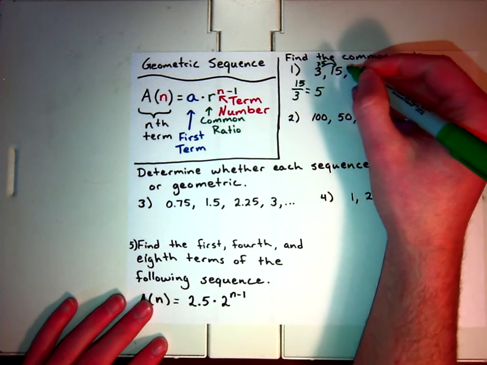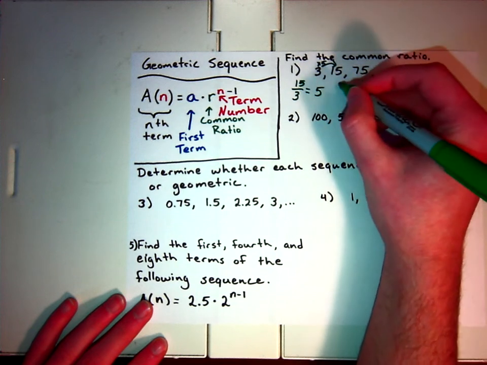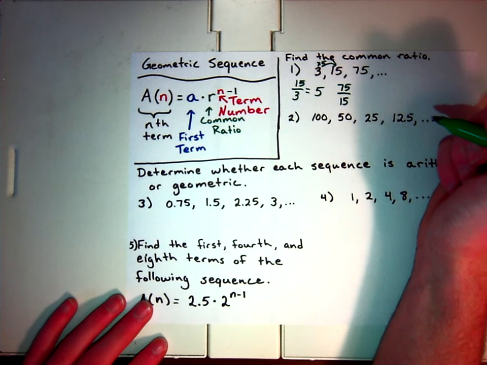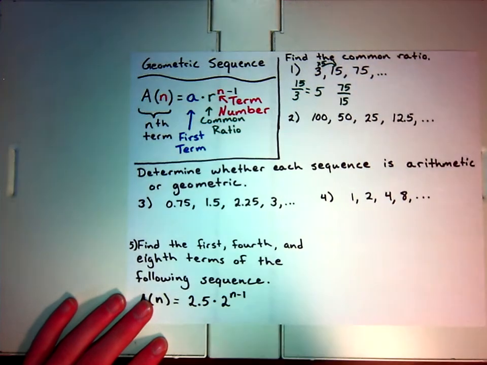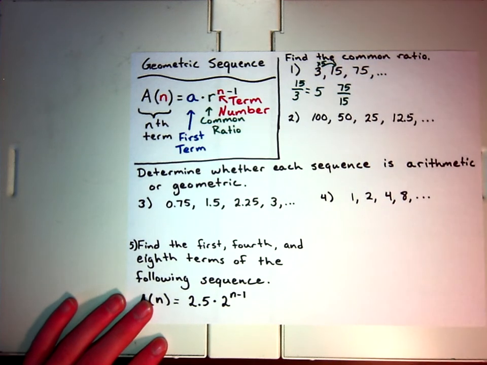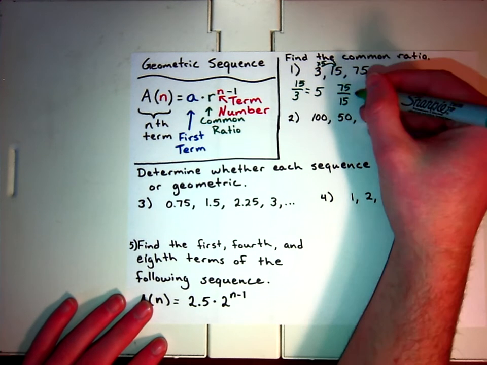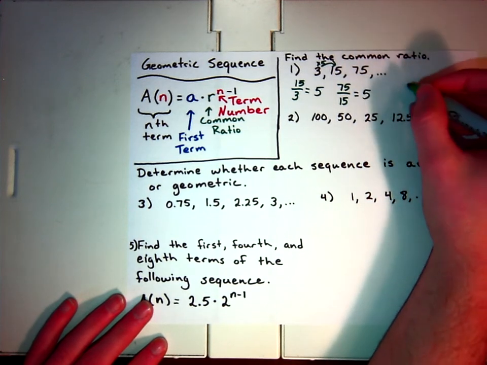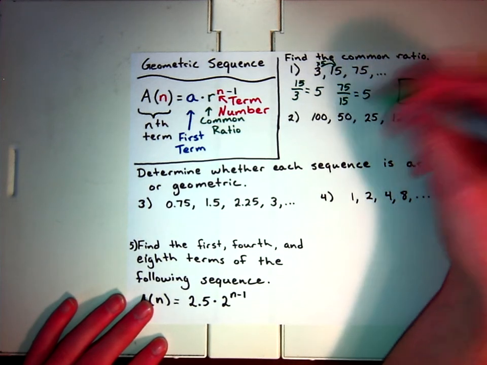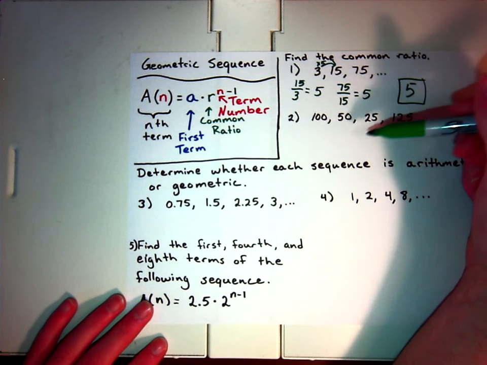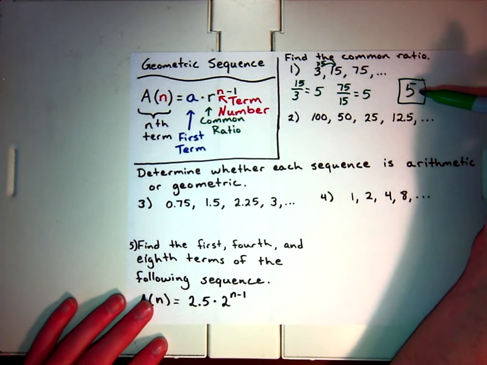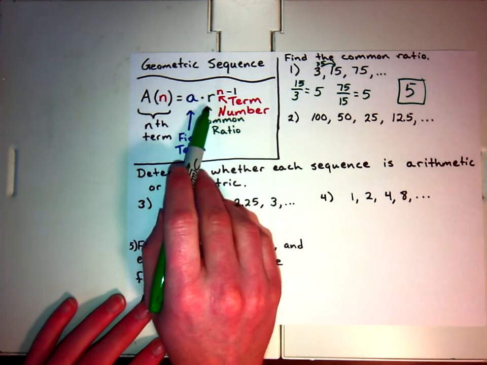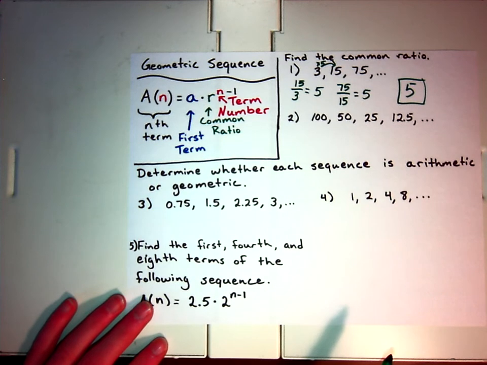Well, then we do the same thing here: 75 over 15. What that's saying is, how many times does 15 go into 75? Guess what? It's 5. So we see a common ratio. Each time we can create that problem and we're going to get the answer of 5. The common ratio is 5. So if we needed to create this geometric sequence and use this formula, we plug in the 5 right there where it says r.